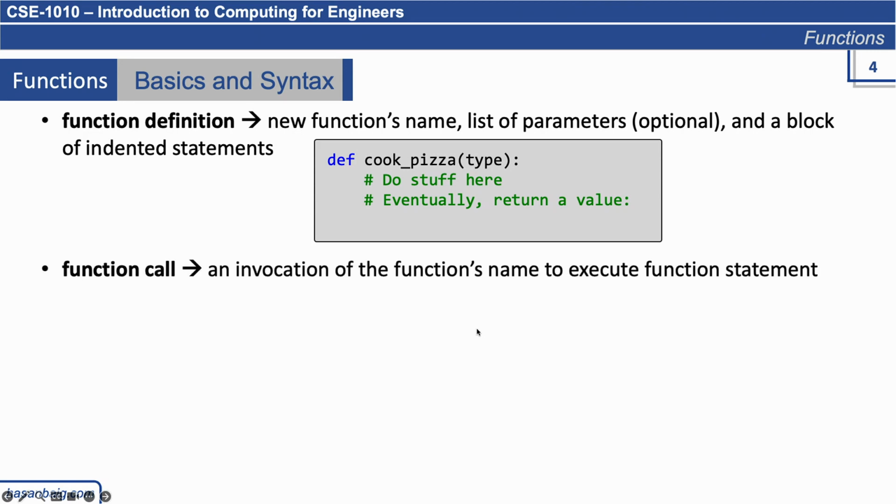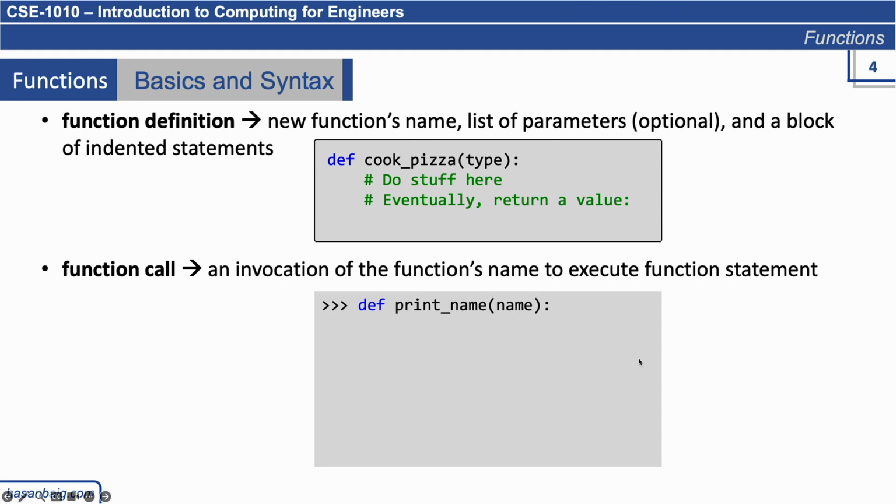Then we have a function call. Assume that we have the function created already. Now we have to use that function. That is what we call the function call: invoking the function's name to execute the function's statements. So this is the function name and the function definition.